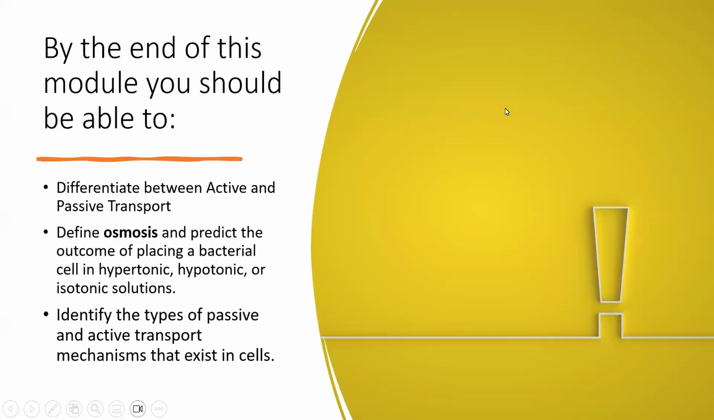So by the end of this module, you should be able to differentiate between active and passive transport, define osmosis, and predict the outcome of placing a bacterial cell into hypertonic, hypotonic, or isotonic solutions, and identify the types of passive and active transport mechanisms that exist in cells.